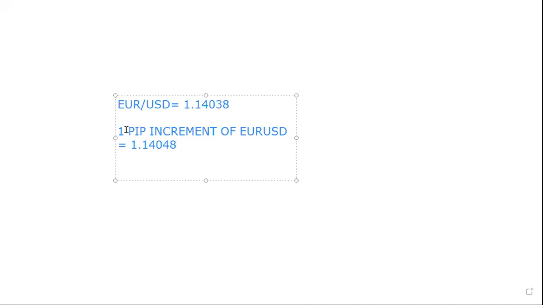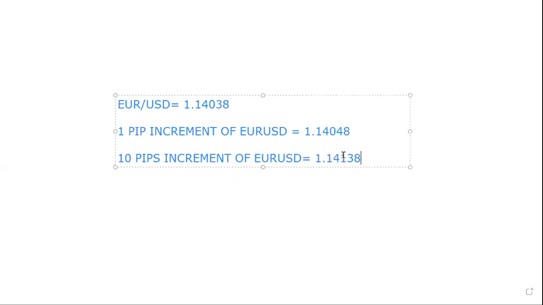Now, how about a 10 pip increment? If you have a 10 pip increment of Euro USD, what will the price become? 1.1413. Do we understand now? So a 10 pip increment will be 1.1413, and then we have 8 as the point. So a pip is the movement of the price, one increment or decrement.